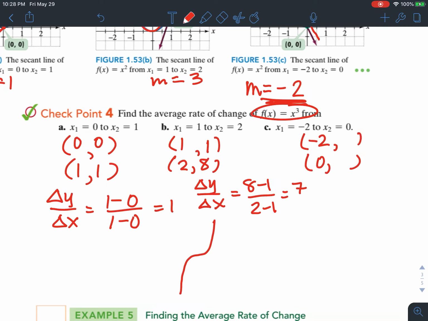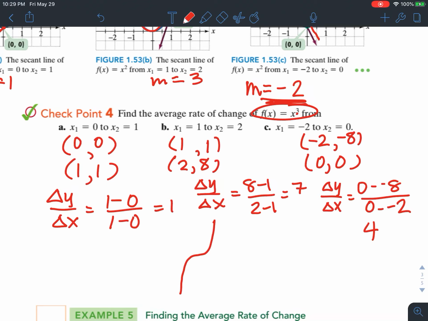Those are my x's. Now if I put in negative 2 for x, I get negative 8. And if I put in 0, I still get 0. So my average rate of change is 0 minus negative 8 over 0 minus negative 2. So that's 8 over 2, which is 4.